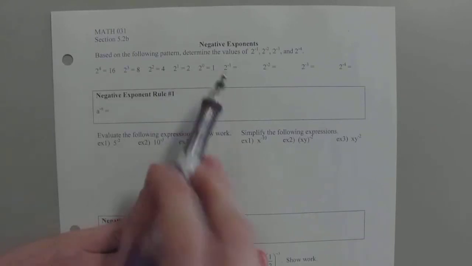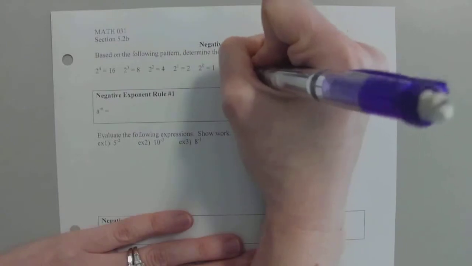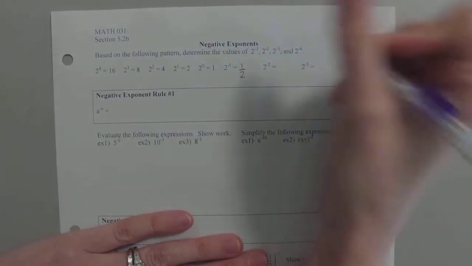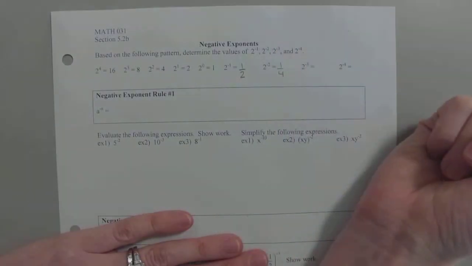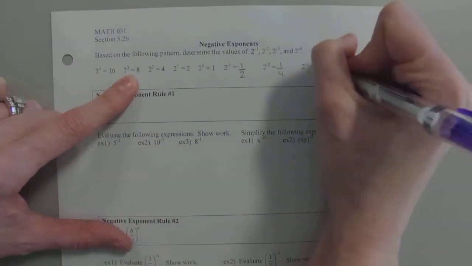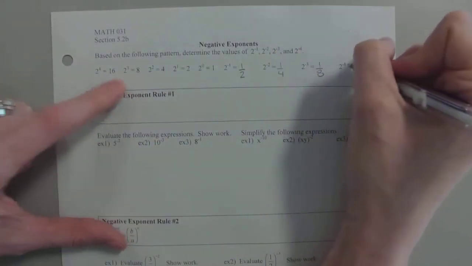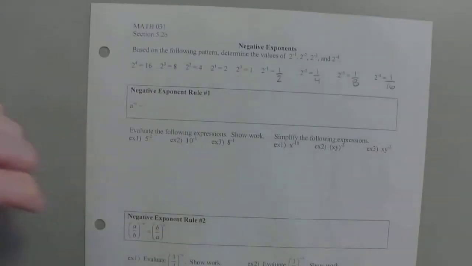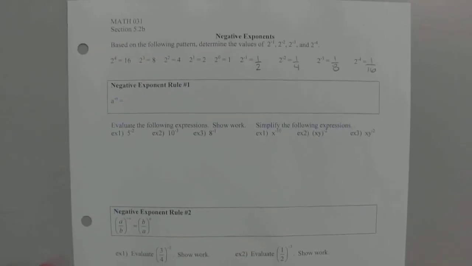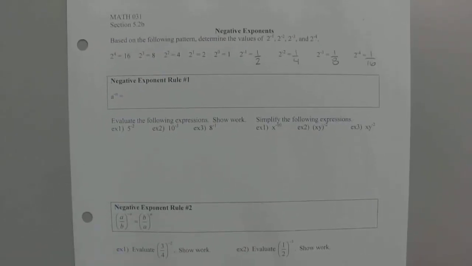So if we keep the pattern going, what's 2 to the negative first? 1/2. And guess what 2 to the negative second is? 1/4. And what's 2 to the negative third? 1/8. And what's 2 to the negative fourth? 1/16. Okay? So an exponent is there to show you how often you have a 2.